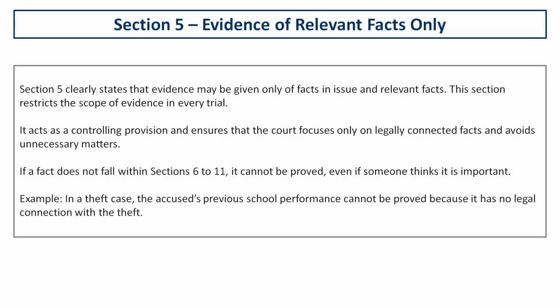So, before proving any fact, the court must check whether the fact falls under Sections 6 to 11. If it does not, it cannot be proved. For example, in a theft case, proving the accused failed in school is not allowed. It has no connection with the theft. So, Section 5 blocks it.